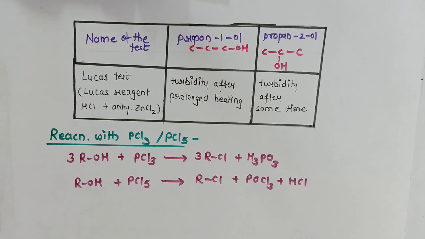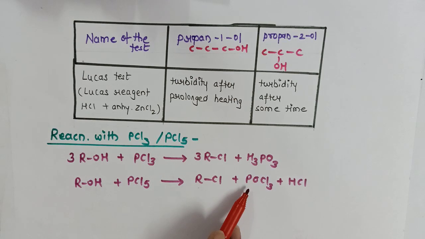The next reaction, which involves the cleavage of the OH bond, is the reaction with PCl3 or PCl5. This again we have already discussed in the chapter haloalkanes, in the preparation of haloalkanes. Any alcohol, whenever it is treated with either phosphorus trichloride or phosphorus pentachloride, will give us the corresponding haloalkane. It will give us chloride along with the byproducts phosphorus acid and phosphorus oxychloride. So these are the reactions involving the cleavage of the OH bond.